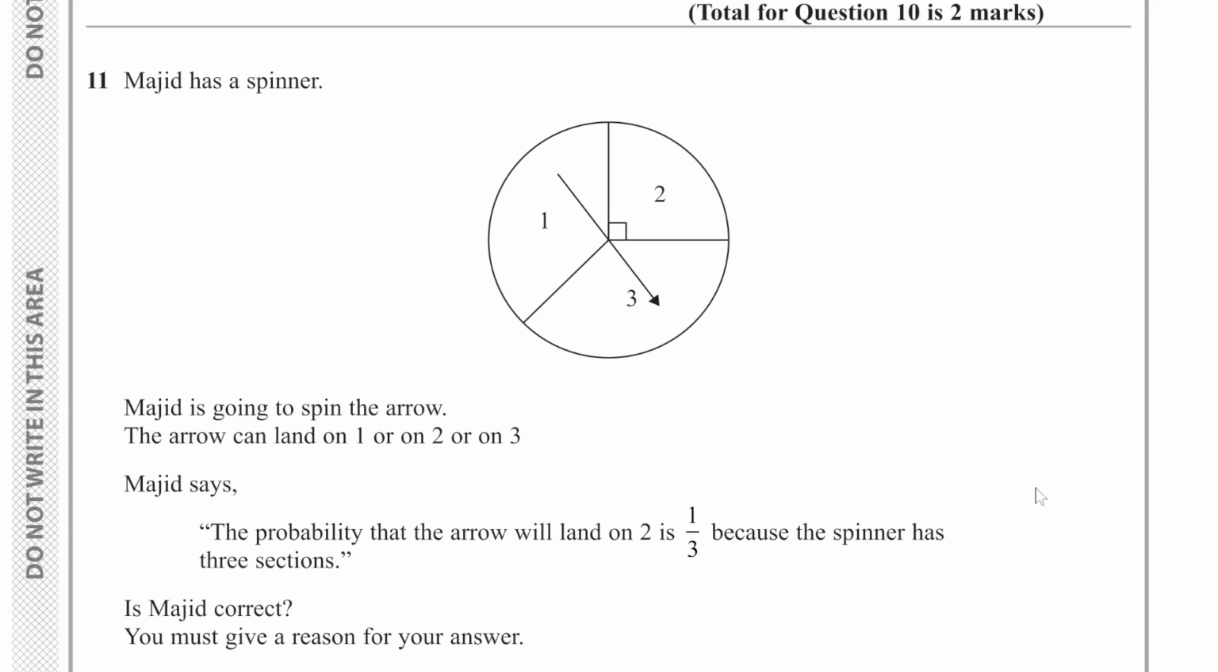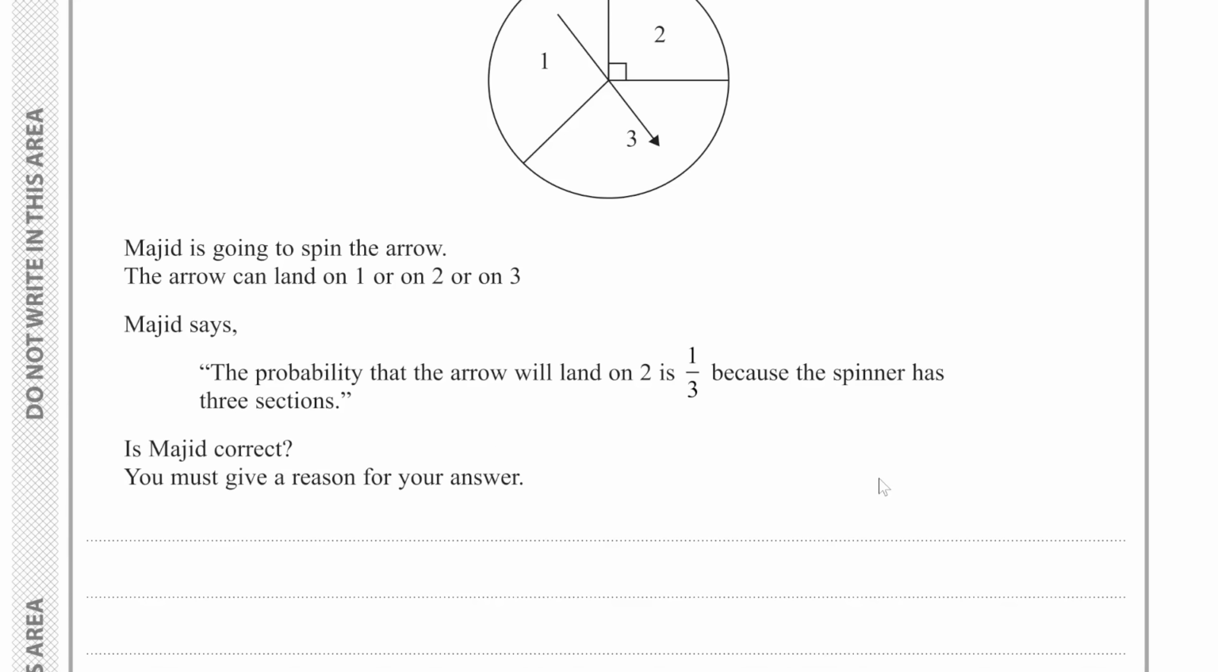Question 11. Majid has a spinner. Majid is going to spin the arrow. The arrow can land on 1, 2, or 3. Majid says the probability the arrow will land on 2 is 1/3 because the spinner has 3 sections. Is Majid correct? Give a reason for your answer. So he is saying that there's 3 options. So each one has got an option of 1 in 3, 1/3. But that's not correct because they're different sizes.